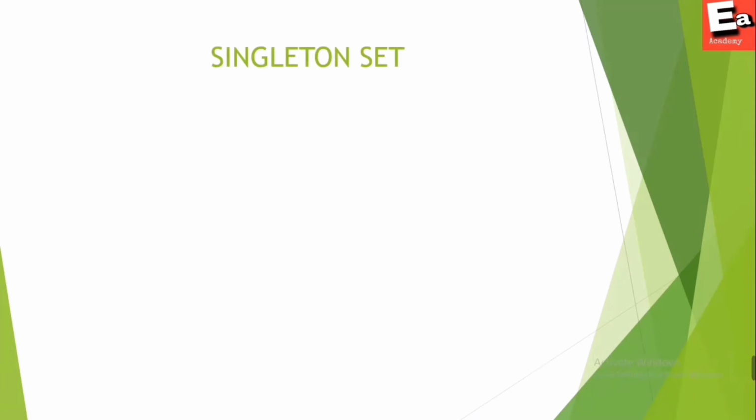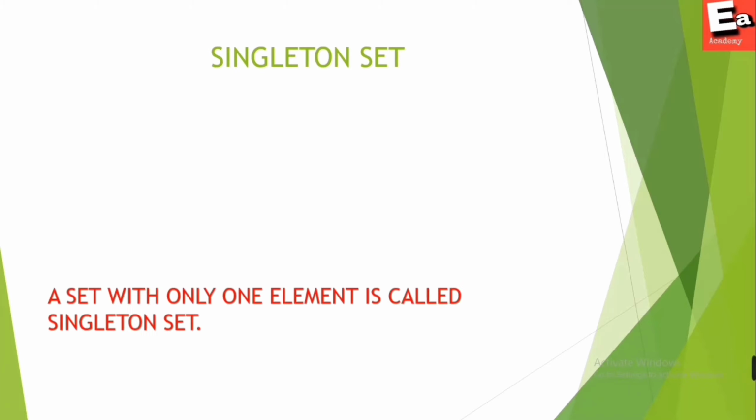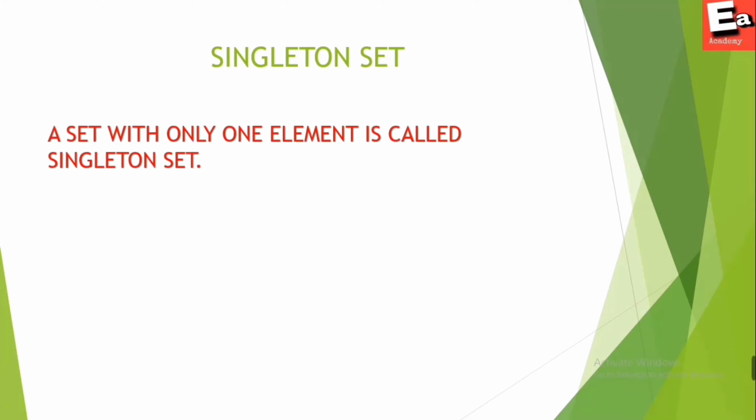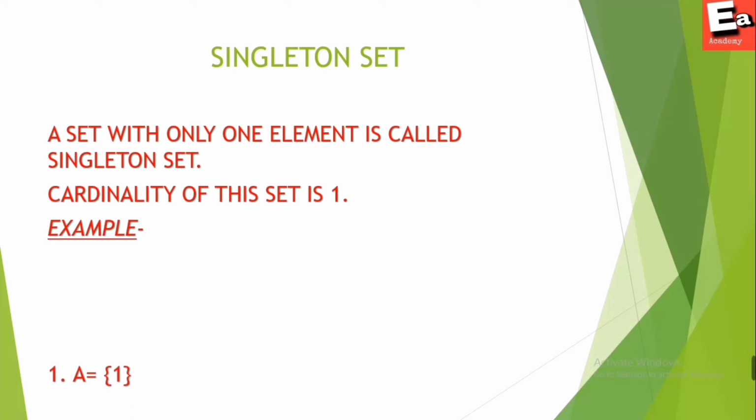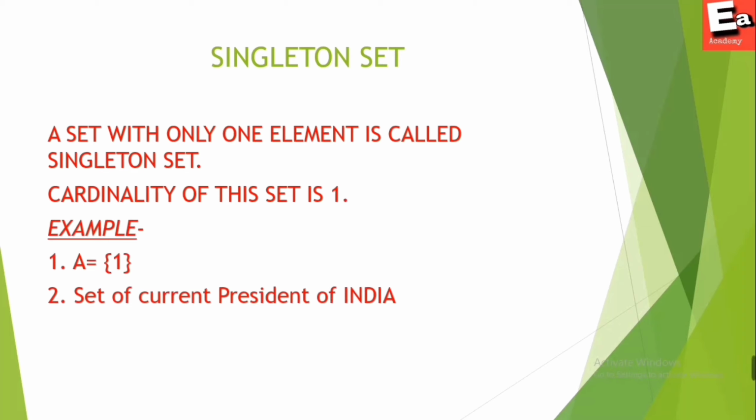Now our topic is the singleton set. So what is a singleton set? A singleton set is a set with only one element. That is, the cardinality of this set is 1. Let's take some examples. If I write a set A equals {1}, then it is a singleton set because the cardinality of this set is 1. Suppose I say the set of the current president of India. There will be only one element, so that set will be called a singleton set. One more example: if I ask you to write the set of stars in our solar system, then there is only one element, and that is the Sun. So this is also a singleton set.